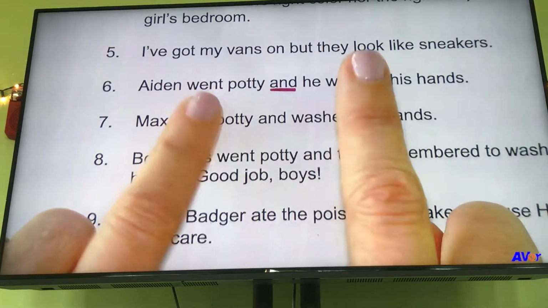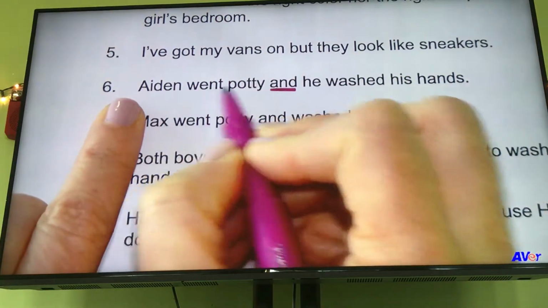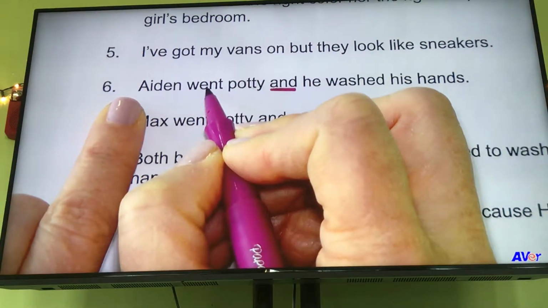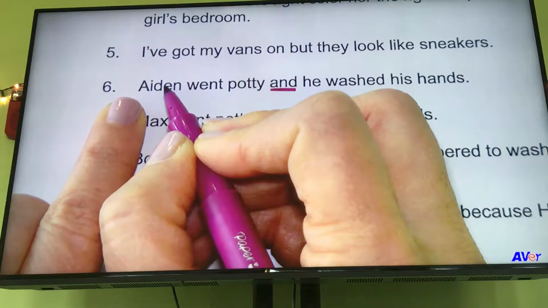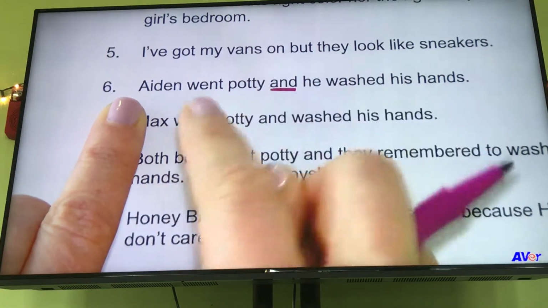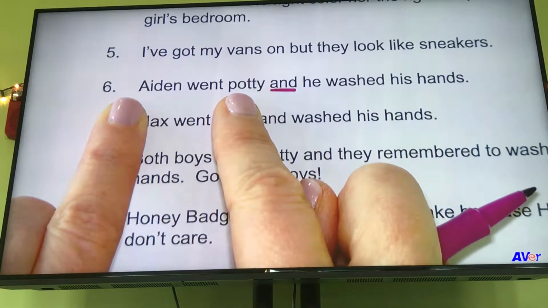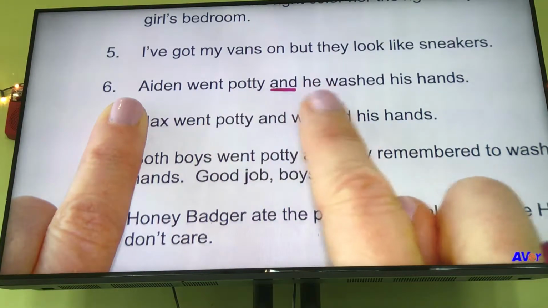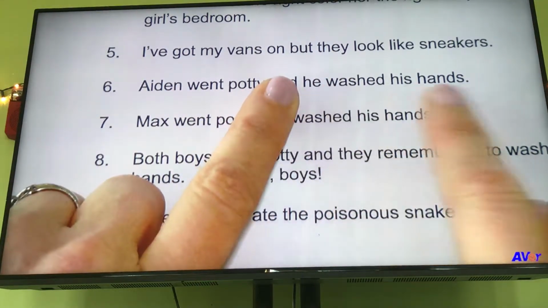So let's see if they are. Aiden went potty. Went is the verb. Who went? Aiden did. Aiden went potty. Got a subject and a predicate. It's a complete sentence. Usually the beginning of a sentence is easy to find. But here's the tricky part. On the other side, is it a complete sentence?